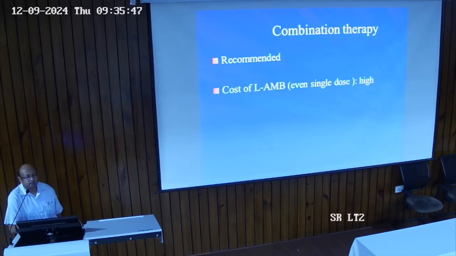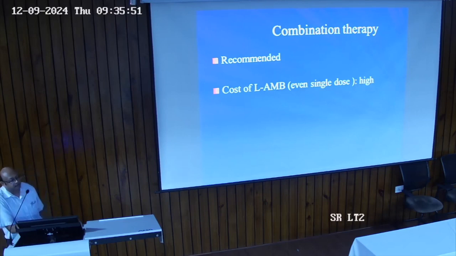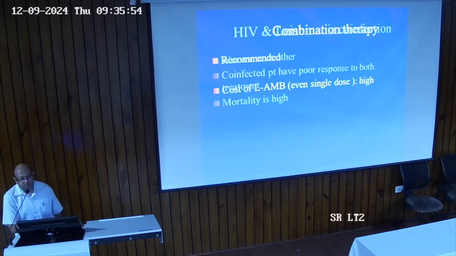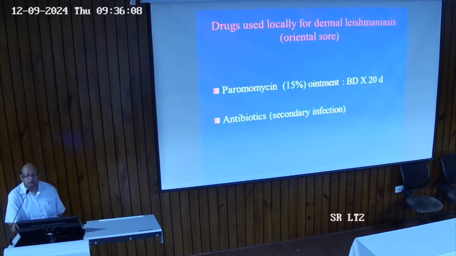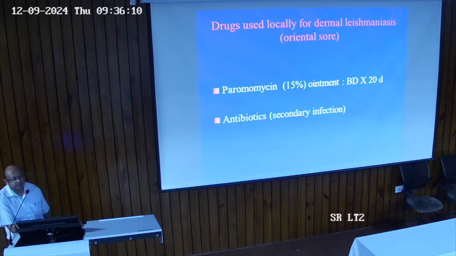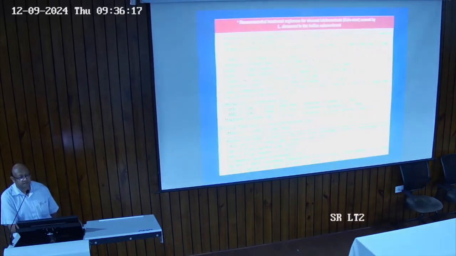Combination therapy is also given, but the cost of liposomal amphotericin B is quite high. If there is a patient with HIV and leishmania co-infection, they worsen each other. Co-infected patients have a poor response to both treatments and mortality is high. The drug used locally for dermal leishmaniasis is paromomycin, along with an antibiotic if there is a secondary infection.